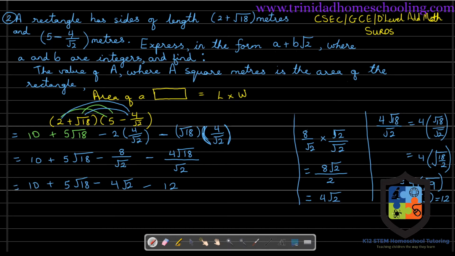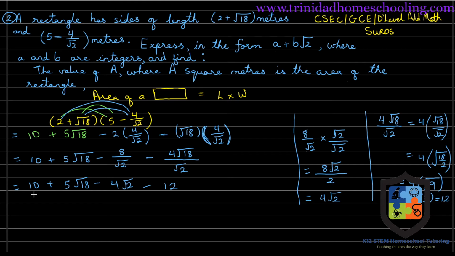So we have some whole numbers here, without the roots in them. What we can do is put them next to each other. So we have 10 minus 12, and then I'm going to put the plus 5 root 18 minus 4 root 2. So 10 minus 12 will give me minus 2.